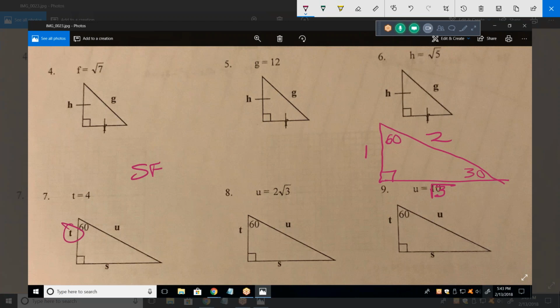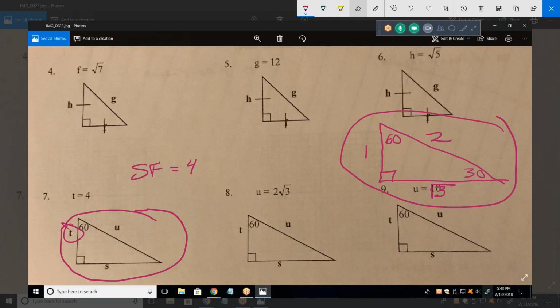4 by 1. Scale factor is 4. You don't need the 1, just the scale factor. In other words, what this scale factor says is that every side on this triangle is 4 times bigger than my unit triangle. Now, T is 4. Tell me what S is. Would it be 4 times root 3? And tell me what U is. 4 times 2, which equals 8. Number 8. This time they're giving us the hypotenuse. What is the scale factor?